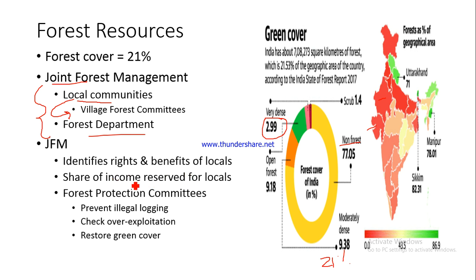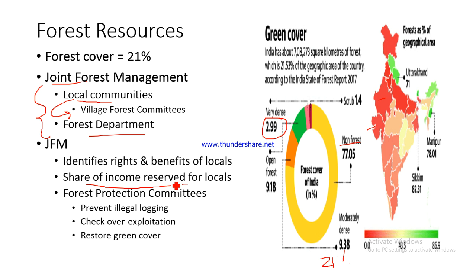And since they are taking care of the forest, a share of income which is generated from the forest by selling the various produce, be it the timber, be it the medicinal plants, be it the honey, or be it the fiber produced from the forest, whenever it is sold in the market, a particular part of that income would be reserved for the locals. In some states it is as high as 100%. So all the income which is generated from forest is reserved for the development of the local community. And why are we doing this now?